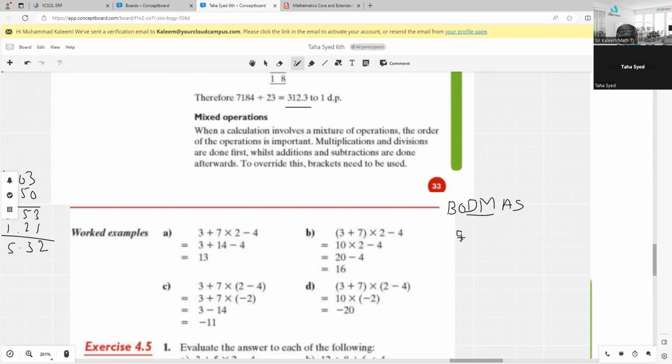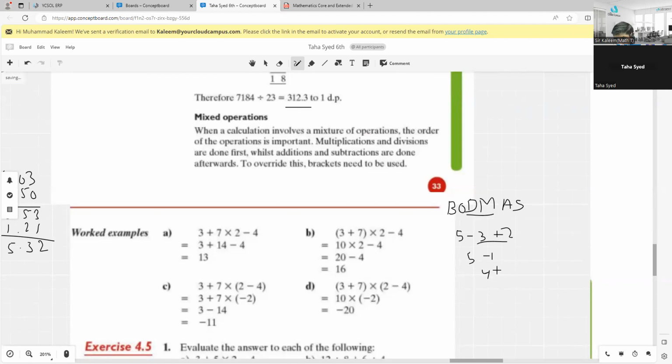If you have 5 minus 3 plus 2, here you don't have to do addition first. If you do addition first, you will make a mistake. Like 3 plus 2 you will take as 5, and 5 minus 5 becomes 0. That's not the answer. Its answer will be 4, not 0.